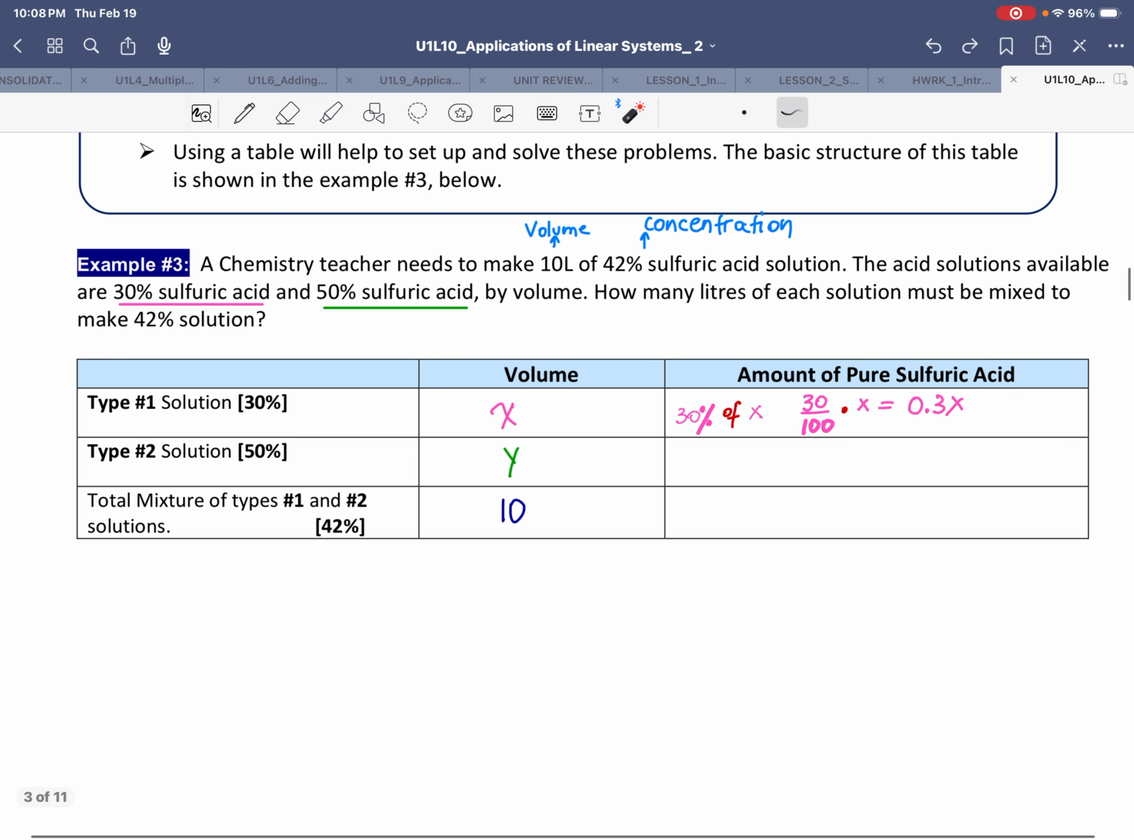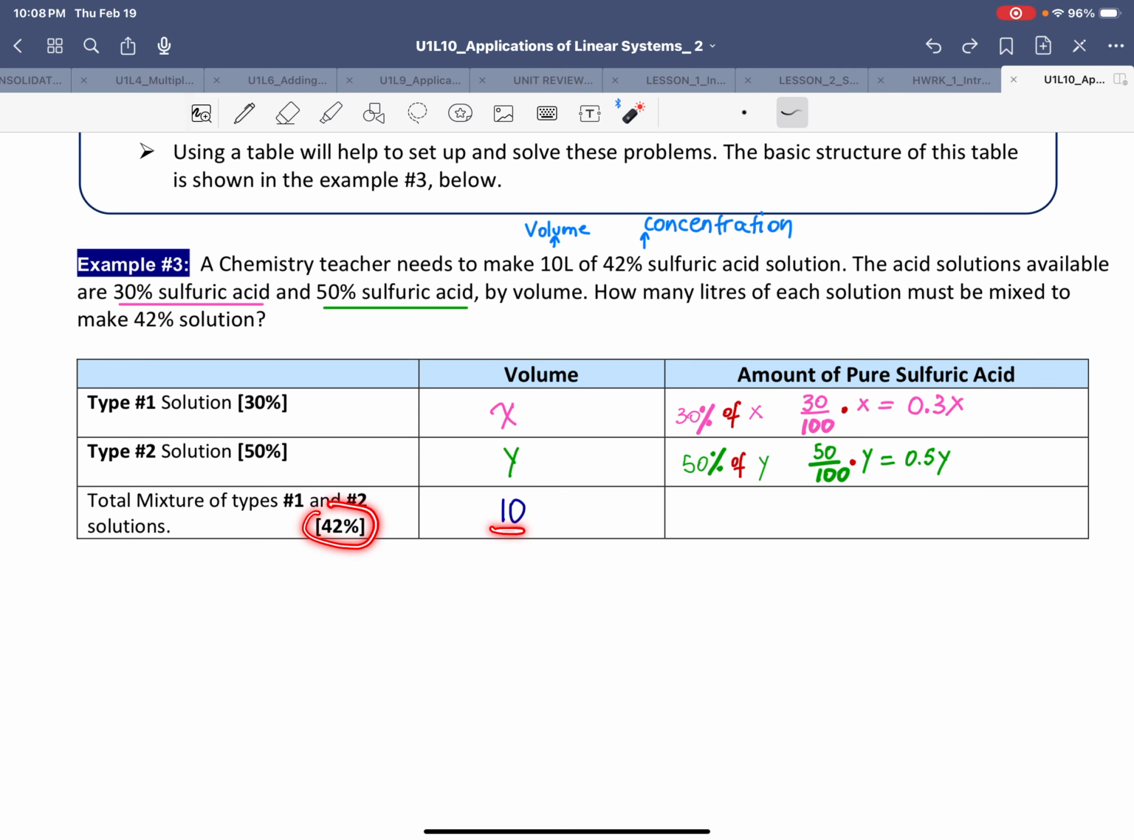In a similar way, we're going to look at the volume Y liters of 50%, and we say that 50% of Y liters is 50 divided by 100 times Y, which equals 0.5Y. Now, the amount of pure sulfuric acid in the final solution is 42% of 10.